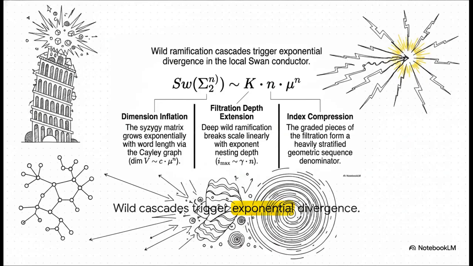Let's tour this growth law equation. We have k times n times mu to the power of n. So where does this massive divergence come from? It's a combination of dimension inflation, where the syzygy matrix grows exponentially via the Cayley graph, and filtration depth extension, where deep wild ramification breaks scale linearly. They violently combine. This isn't just standard growth, folks. It is an unavoidable exponential explosion.